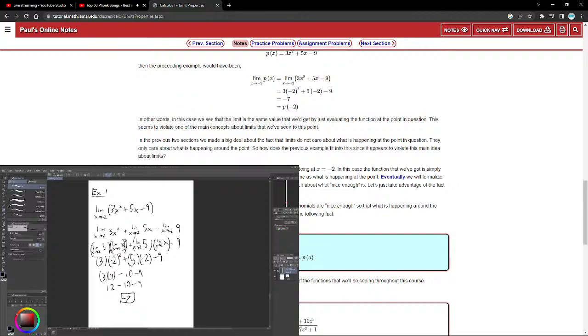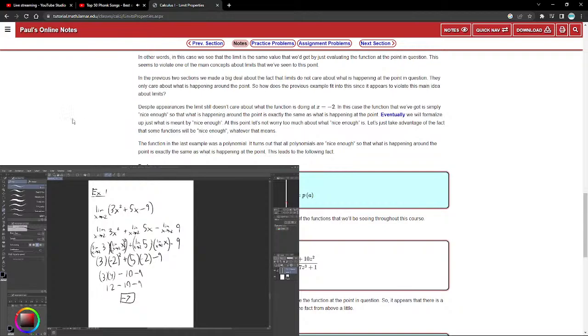In this case, the function that we've got is simply nice enough so that what is happening around the point is exactly the same as what is happening at the point. Eventually, we will formalize just what is meant by nice enough. At this point, let's not worry too much about what nice enough is. Let's just take advantage of the fact that some functions will be nice enough, whatever that means.